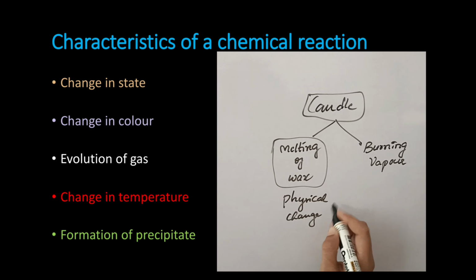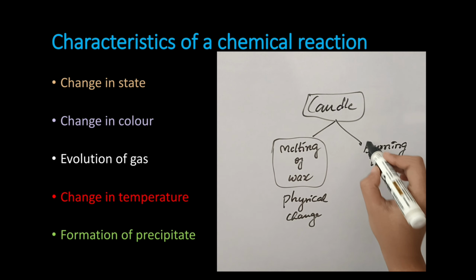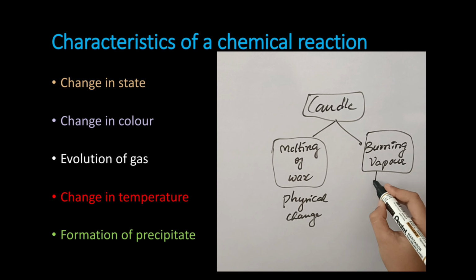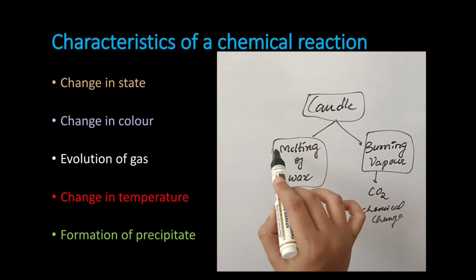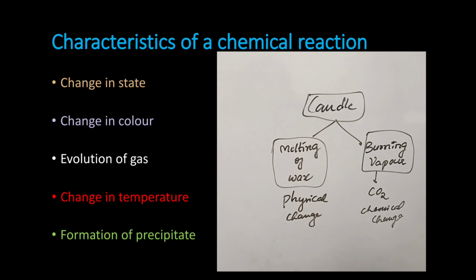where there is no new substance formed, only a change in its physical state. But burning of vapor gives out carbon dioxide, so there is a new substance formed, hence it is your chemical change. Don't confuse this example with the change in state for chemical reaction. This is a reaction where both chemical and physical changes are taking place. Here the physical change is the change in state of wax, melting and again getting solidified.